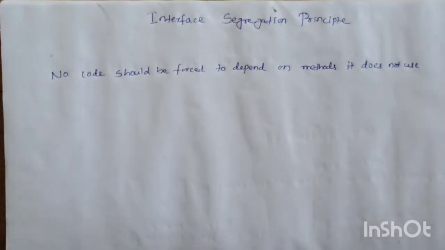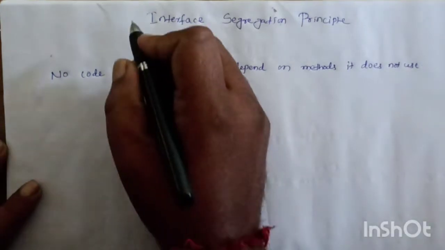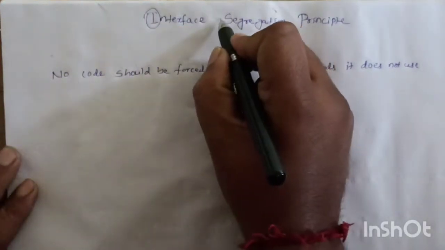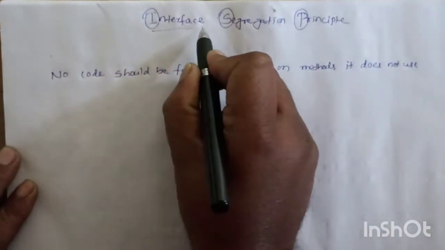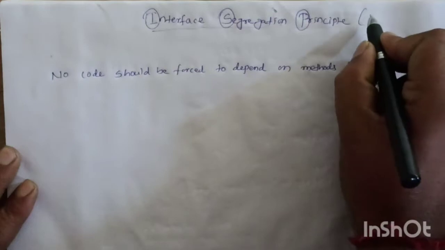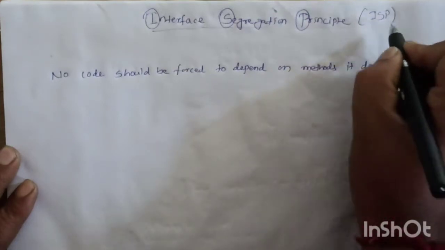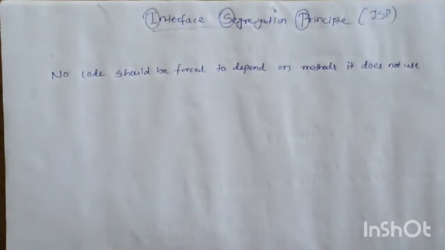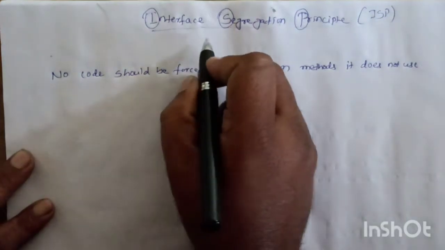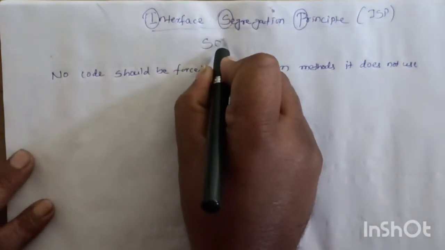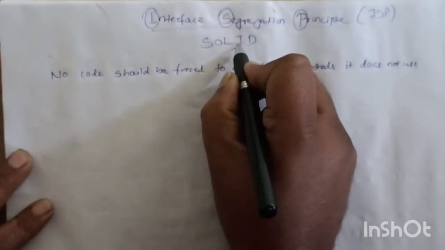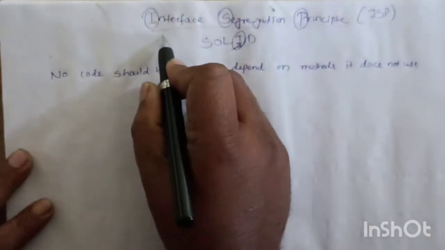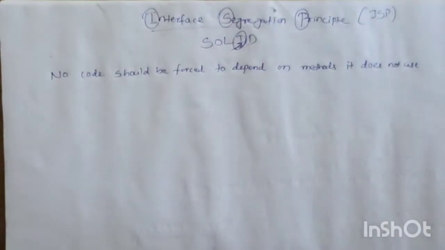In this video, we will learn about the interface segregation principle, or ISP. The interface segregation principle is also known as ISP. This is another important principle of SOLID. If we see SOLID, this I stands for ISP, or interface segregation principle.